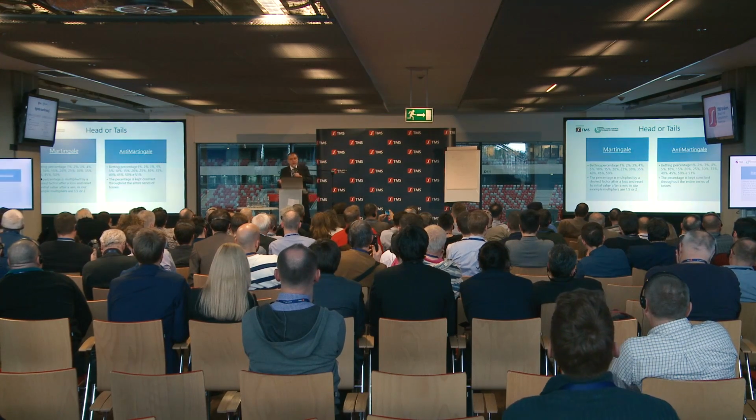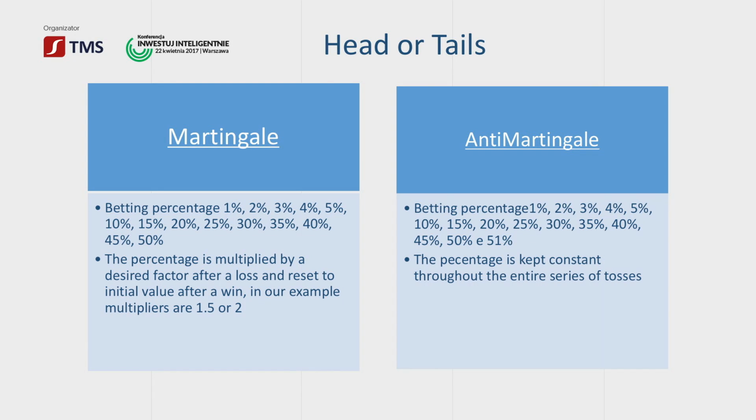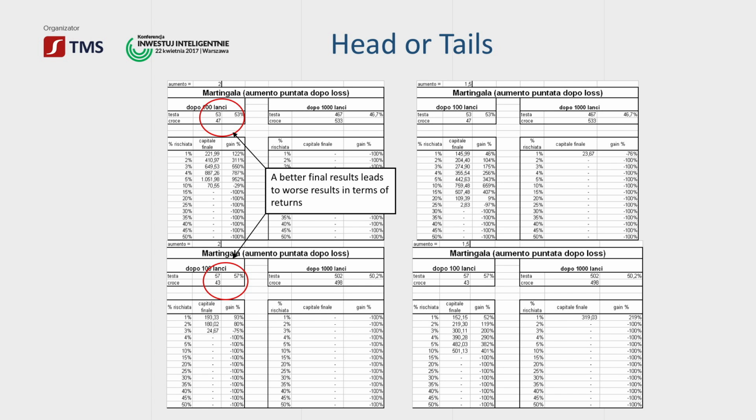So martingale, we increase when we lose, either by 1.5 or by 2. And then once we win, we go back to the initial value. So if I start with 2%, I lose, I go 4%, lose again 8%, lose again 16%, win, back to 2%, and so on. Anti-martingale, I always use 2%, 2%, 2%, 2%, regardless of win or loss. Just because winning, I have higher capital, so higher exposure, because 2% of more is more, and the opposite for a losing case. And here are the numbers, okay?